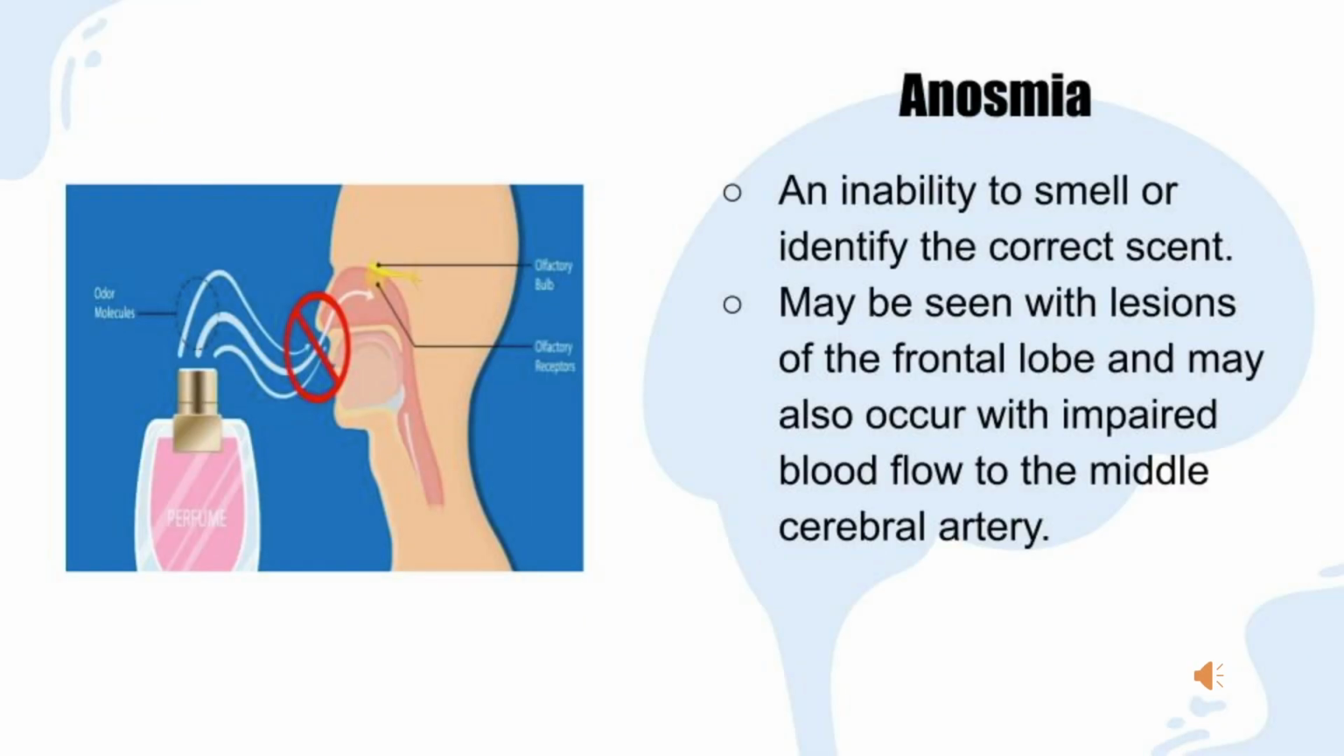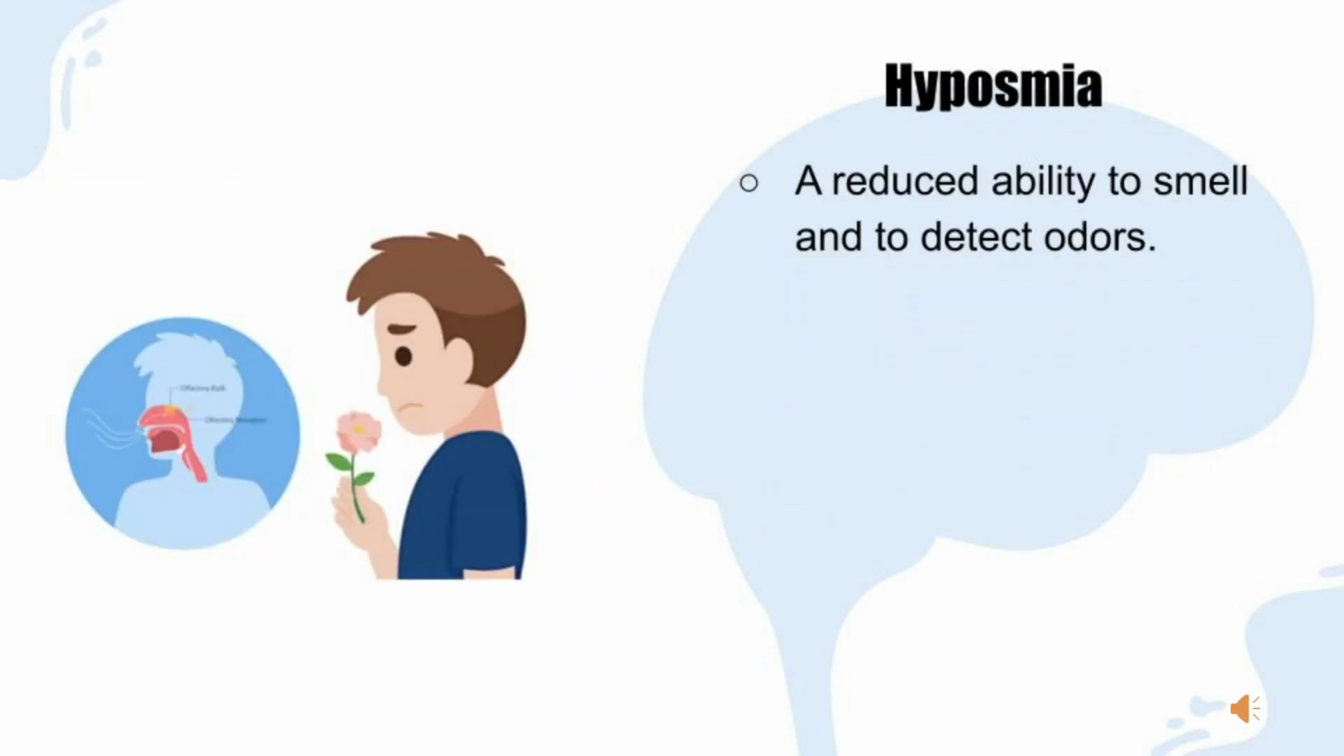So first, what is anosmia? Anosmia is the inability to smell or identify the correct scent. It may be seen with lesions of the frontal lobe and may also occur with impaired blood flow to the middle cerebral artery. Next is hyposmia. It is a reduced ability to smell and detect odors.